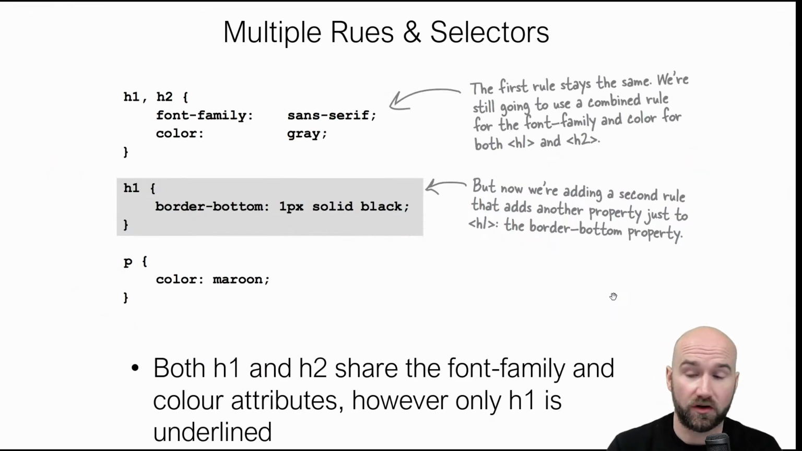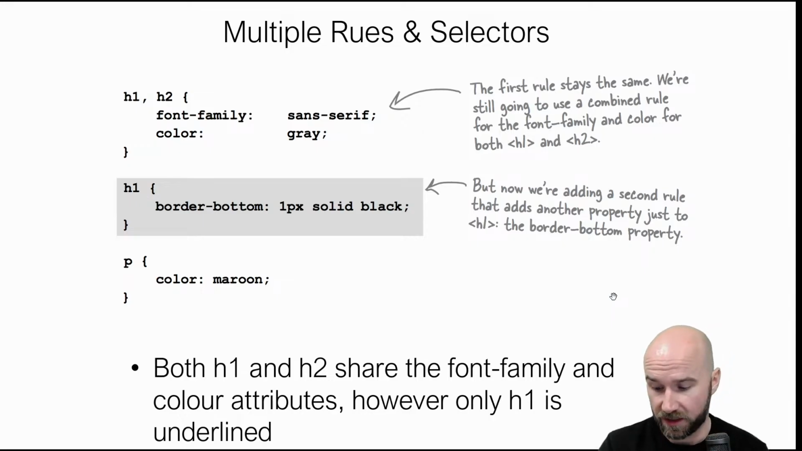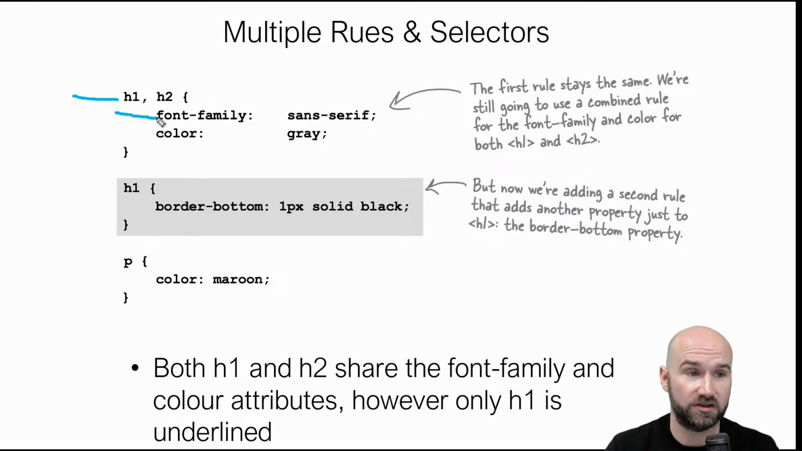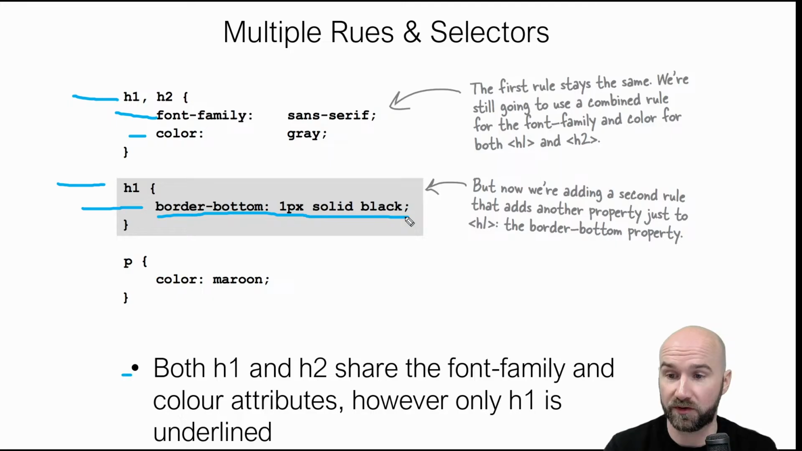Now, one thing we might also want to do is, yes, we have the majority of styles the same for H1 and H2, but maybe we want to add more style to H1 to make it stand out a little bit more. And we can do that by essentially just declaring H1 again, and giving it the bottom border like we did previously. So now both H1 and H2 share the font family and the color, but however, H1 has an underline property on it.